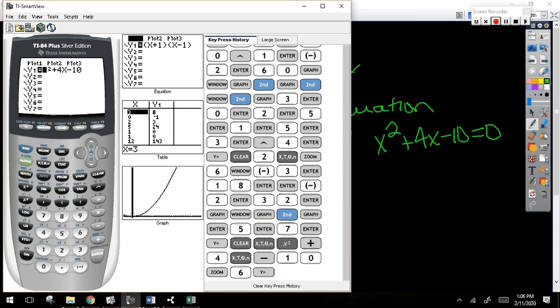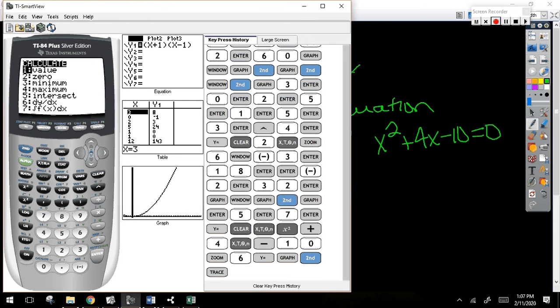All right. Now remember, where it crosses the x-axis should be the answer. So if I find these two places where it's crossing the x-axis, I should get 1.74 and negative 5.74, right? Do y'all remember how to calculate it? Hit second trace and choose 0.